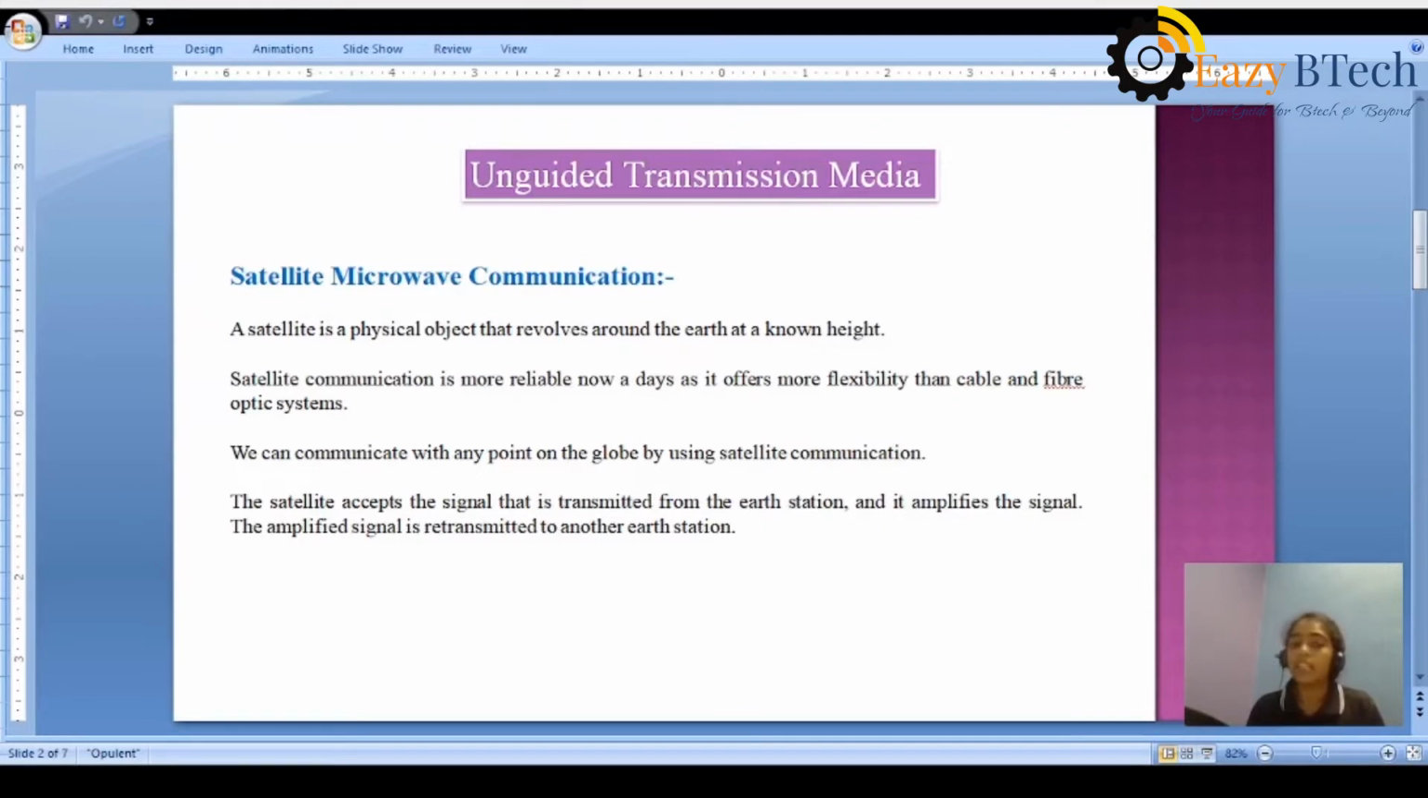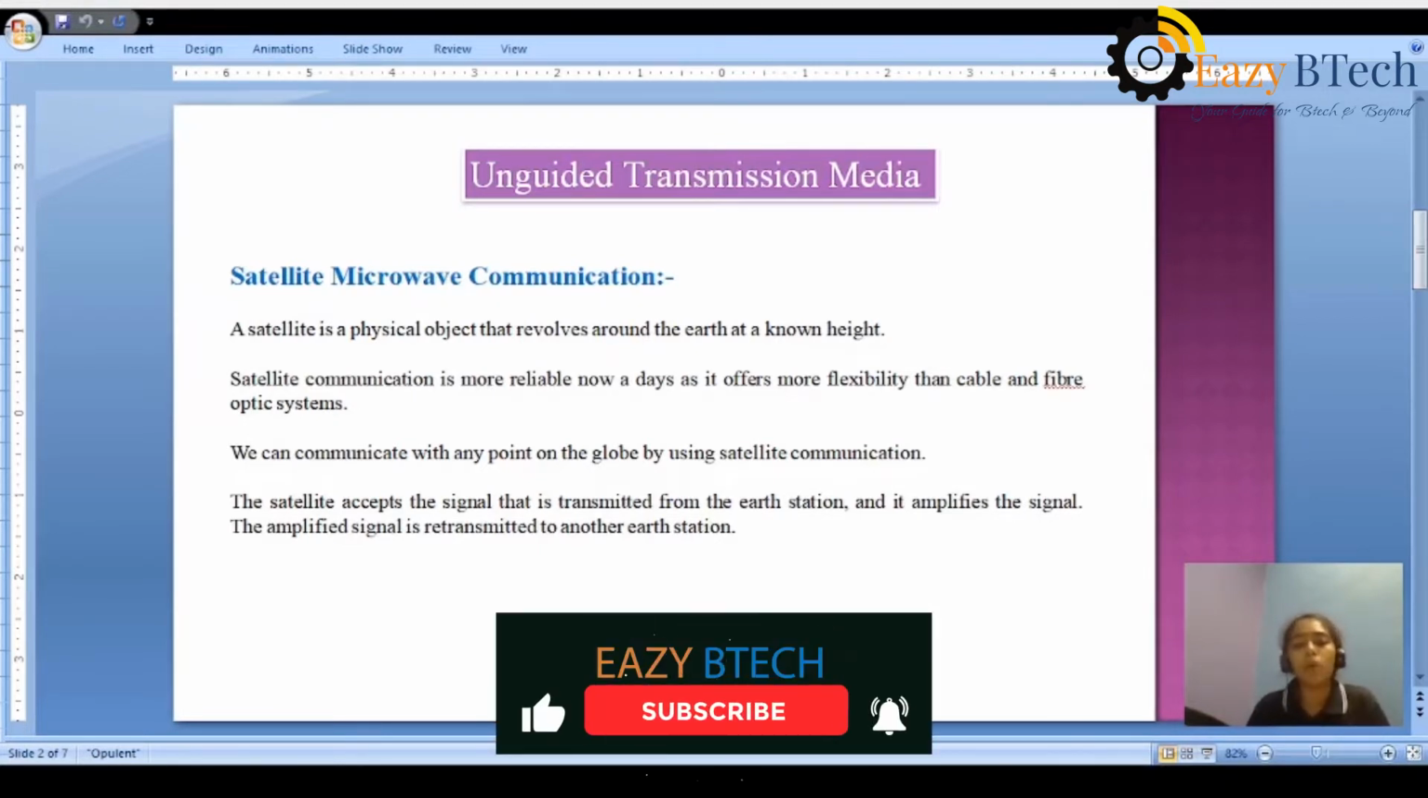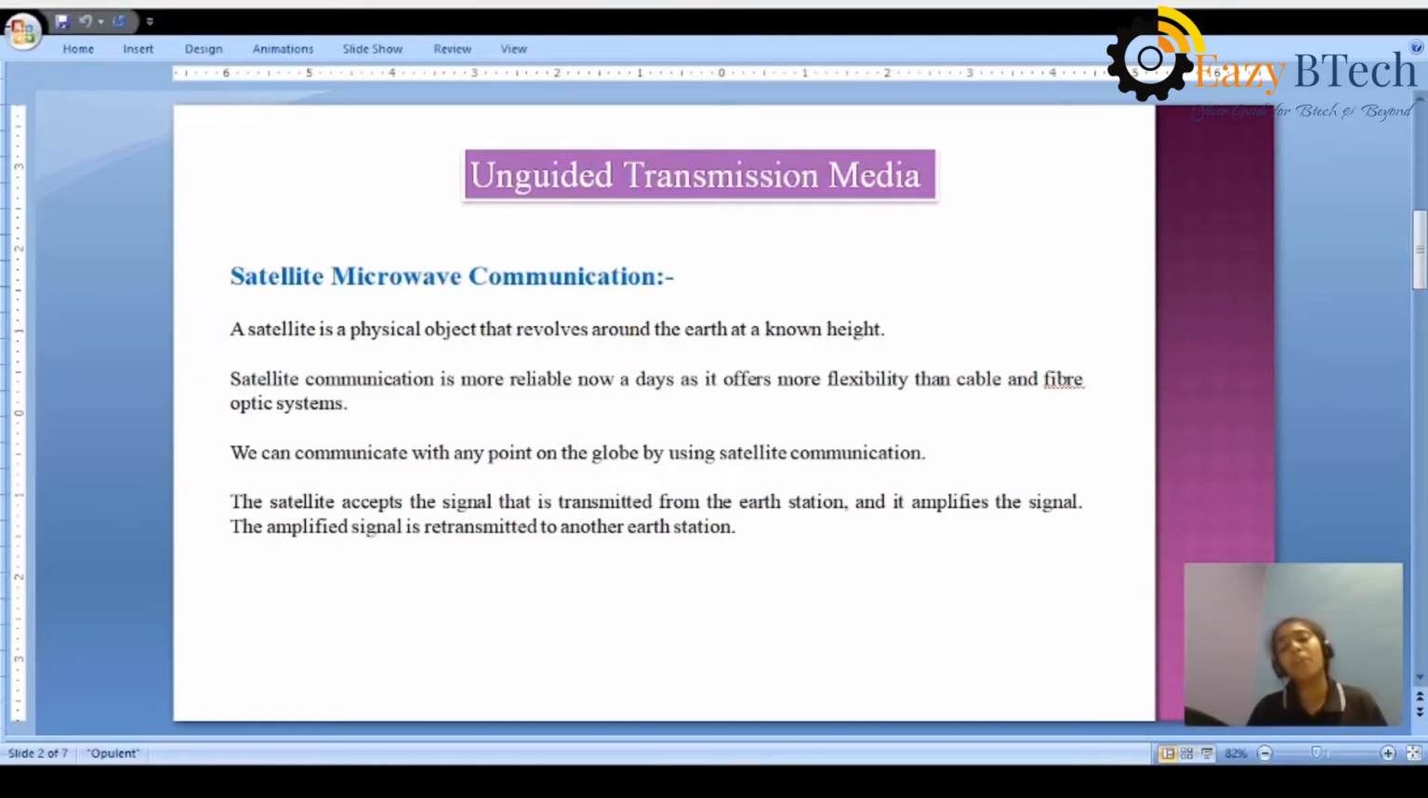Another thing is that satellite communication is more reliable. Reliable means there is little chance of noise, errors or disturbances in the data while transmitting from sender to receiver. We can communicate with any point on the globe by using satellite communication, so we can reach any remote systems. That is the main important advantage of satellite communication.